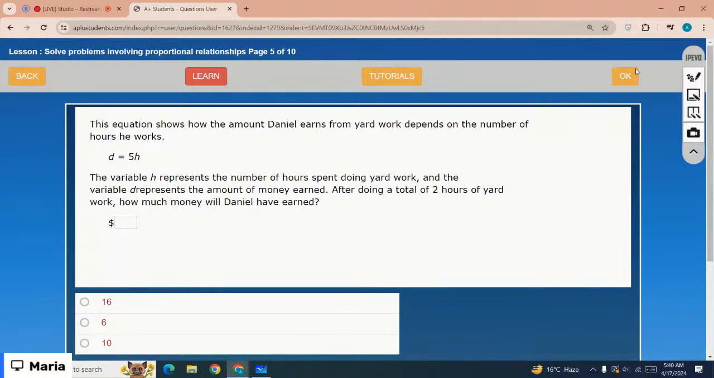The correct option is, after doing a total of 2 hours of yard work, so you have to do H equals 2, so you have to do 5 times 2. The correct option is 10 it is. Okay, you can complete the lesson by yourself later today.